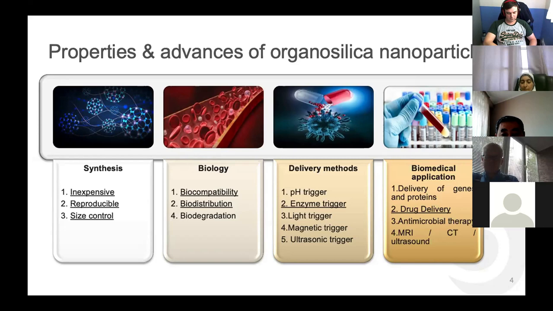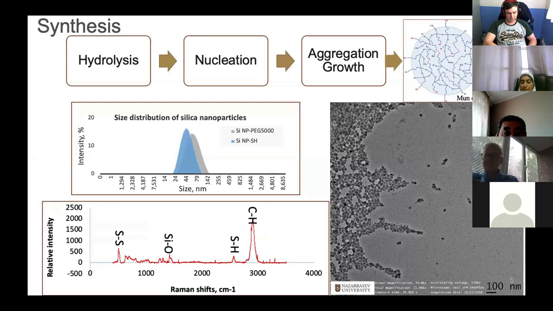The synthesis of the nanoparticles was described before by Jamila and was also developed by Dr. Moon. It goes through three main steps: hydrolysis, nucleation, and aggregation. At the end, we get nanoparticles with active thiol groups on the surface. The size distribution of the nanoparticles is around 45 nanometers, and further pegylation of those nanoparticles didn't increase the size much.